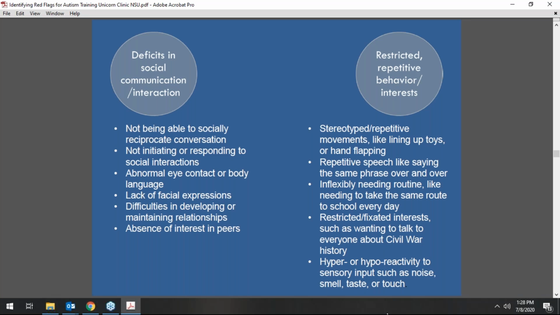In terms of the restricted, repetitive behavior and interests, here we're seeing stereotyped or repetitive movements. This looks like children who are lining up their toys or hand flapping. These could be children who are pacing back and forth in your classrooms. Maybe they're body rocking, rocking their body side to side. We're also seeing repetitive speech, which we call echolalia, and it's basically saying the same phrase over and over, or repeating phrases that they heard.